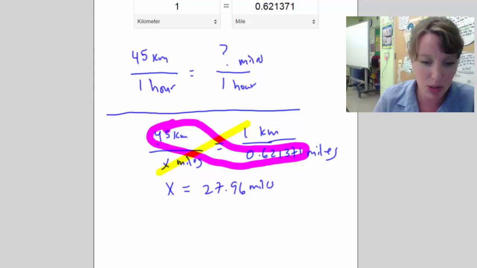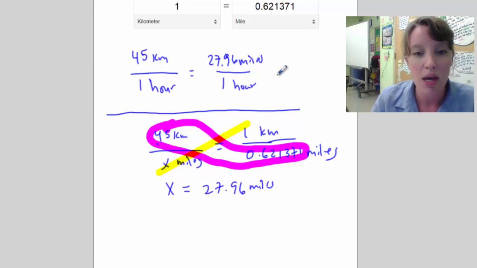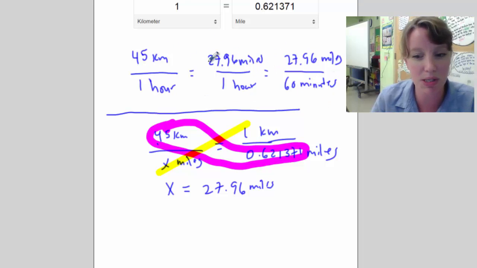So what I'm going to be able to do now is go back up and fill this in here. So 45 kilometers per hour is going to be 27.96 miles per hour. Now, instead of putting this per 1 hour, I'm going to write this as 60 minutes in the bottom here, because 1 hour is equal to 60 minutes, right? So we have 27.96 miles in 60 minutes. I'm using the equal sign here because they're all equal. 45 kilometers is 27.96 miles, that's equal. Because 1 hour is equal to 60 minutes, those things are equal.